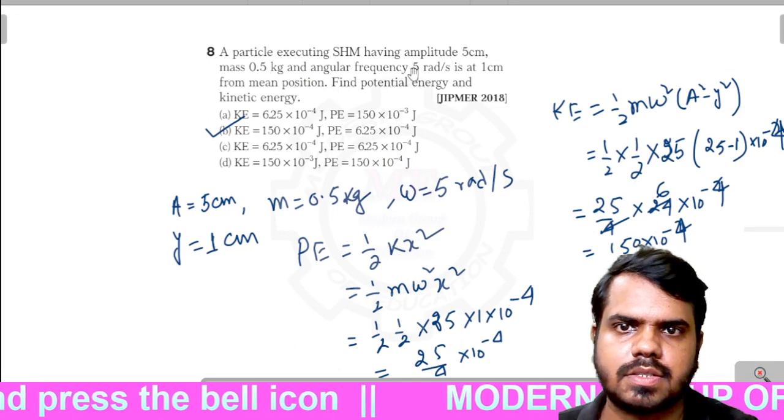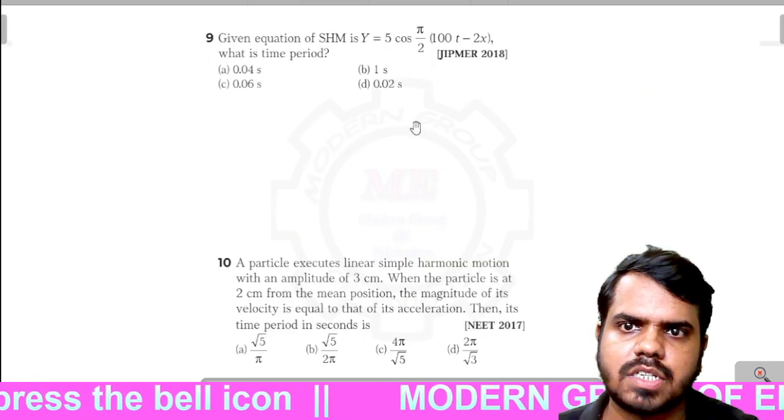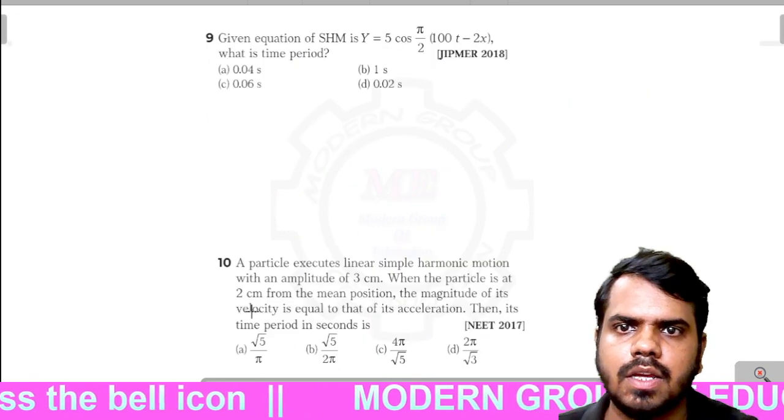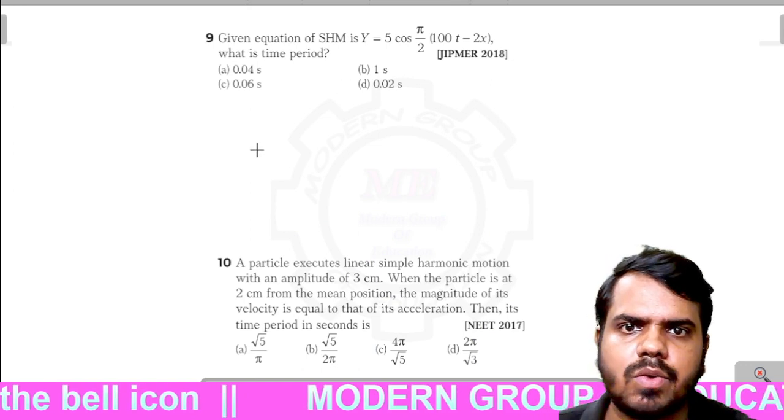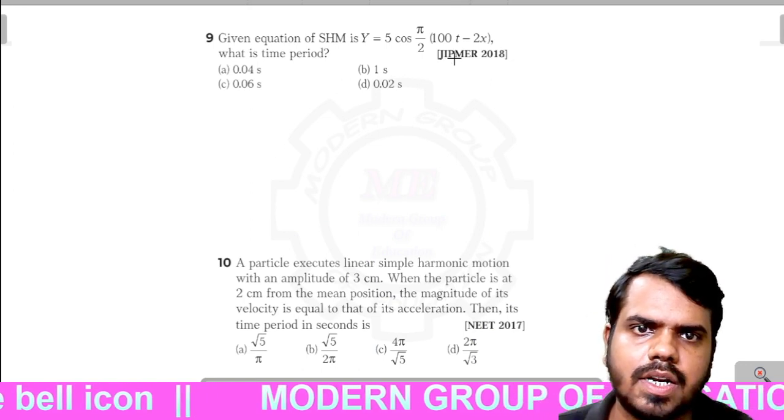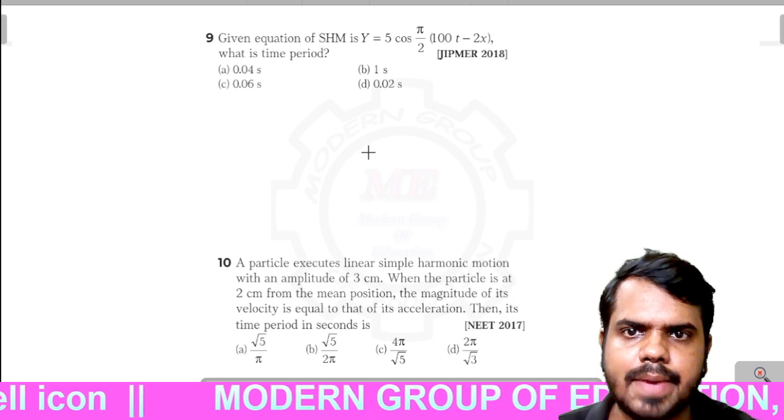So this is the second page. Now we are coming to the next page. Question number 9. Here the given equation of SHM is y equal to 5 cos pi by 2 into (100t minus 2x). What is the time period?